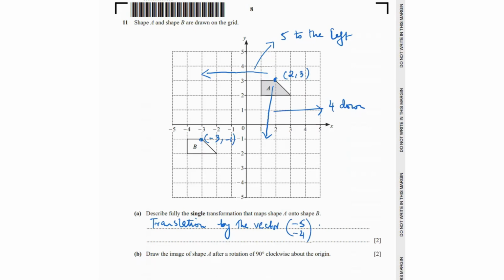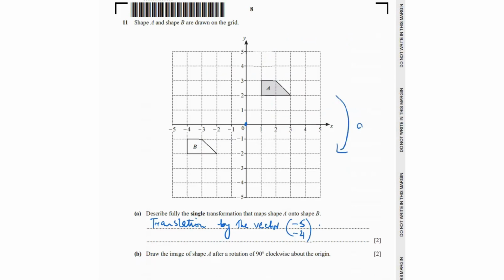Then draw the image of shape A after rotation of 90 degrees clockwise about the origin. That is your center of rotation. So 90 degrees clockwise is going to be in this direction. So if the shape is like this and you're rotating it in this direction, it's going to be like this. This is your 90 degrees.